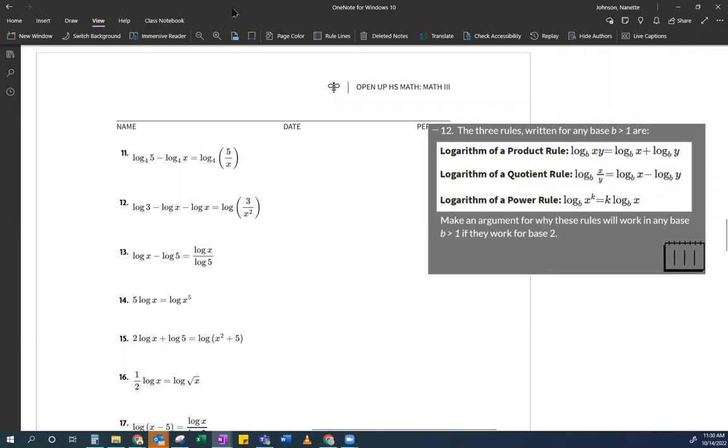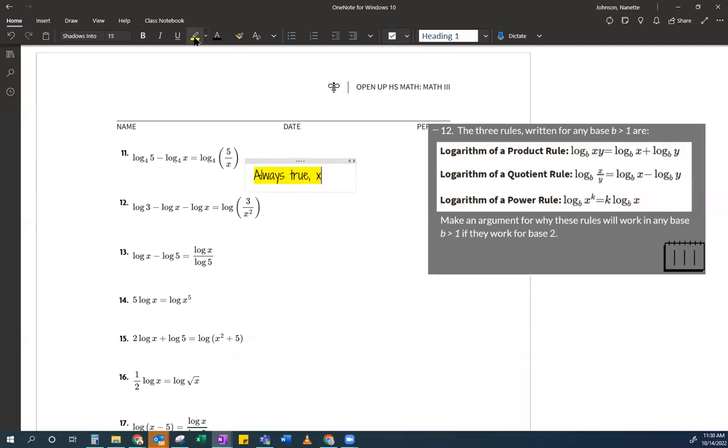I'm going to type because I type faster than I can script here. I'm just going to make this a tad bigger, and then let's just highlight it. Okay, so this is always true, but x can't be zero.